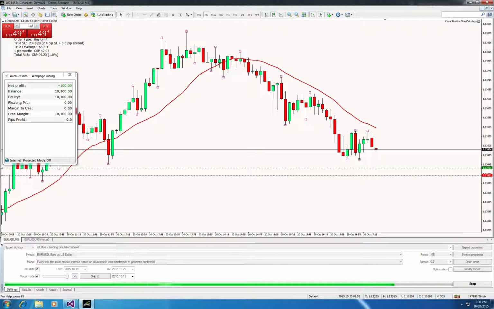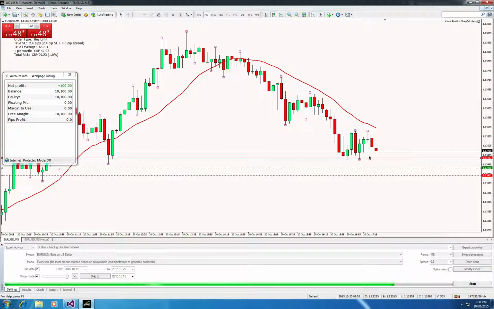Okay, so yes, you'll be selling it now. I'll work out the target and I'll get back to you. The target is actually that red line.